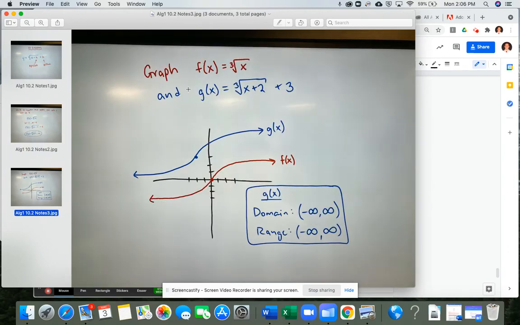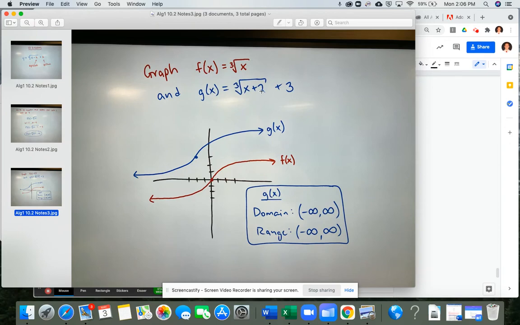Lastly, we want to graph. So they're going to give us two equations. F of x equals the cube root of x, and g of x equals the cube root of x plus 2 plus 3. So this red line, this curved line right here, starts in quadrant 3, kind of crosses through the origin, and then back up into quadrant 1.